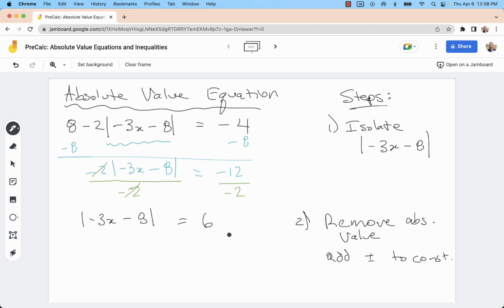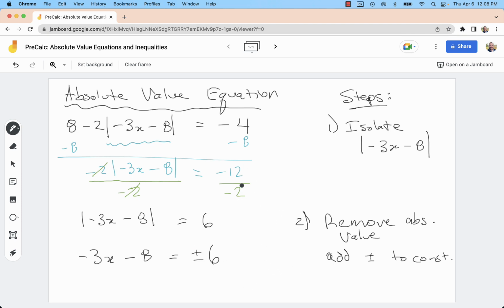So the theory that's going on here is that this is outputting a positive no matter what we have inside, positive or negative. So inside here we might have a negative 6, we might have a positive 6. Either way, the absolute value is changing that to a positive. So if we take a step back and remove the absolute value, we're saying that this expression inside there could have been positive 6 or negative 6.